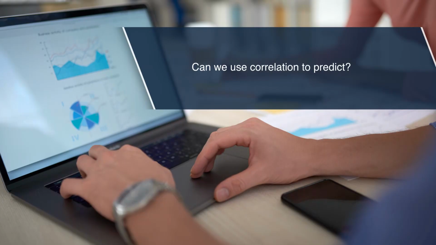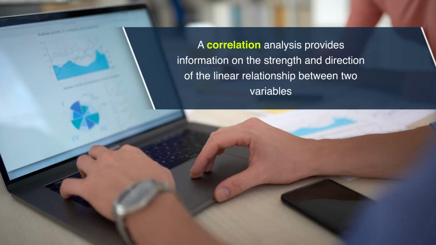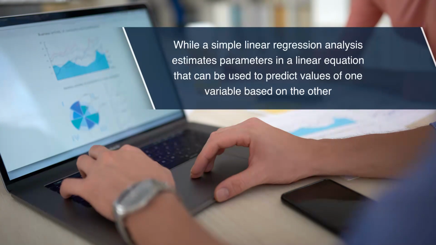Now the question is, can we use correlation to predict? There are certain FAQs, certain questions that come to the mind of grassroots researchers or statisticians, about whether correlation could be useful for prediction. Correlation analysis provides information on the strength and direction of the linear relationship between two variables, while a simple linear regression analysis estimates parameters in a linear equation that can be used to predict the value of one variable based on the other.